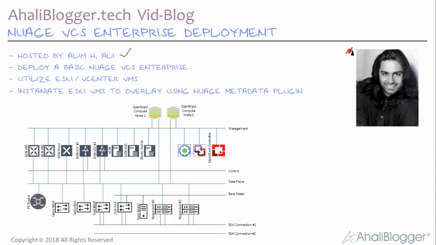And in this video blog, we'll be deploying a basic Nuage VCS Enterprise along with zones and subnets and basic policies. We'll be utilizing ESXi VMs, and when we instantiate those ESXi VMs into our overlay, we'll be utilizing the Nuage Metadata Plugin. So let's get started.